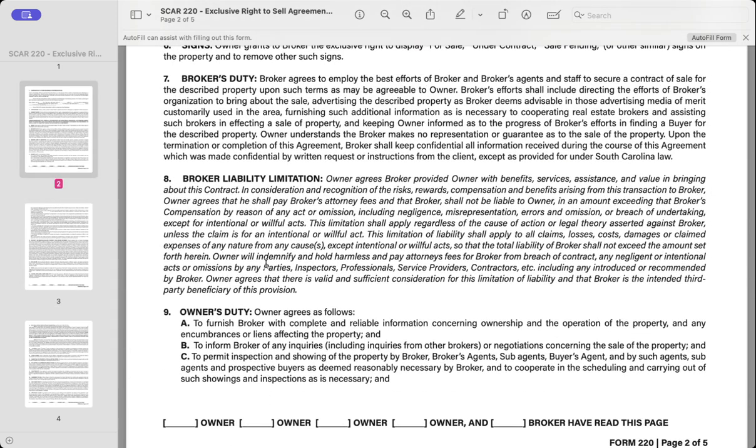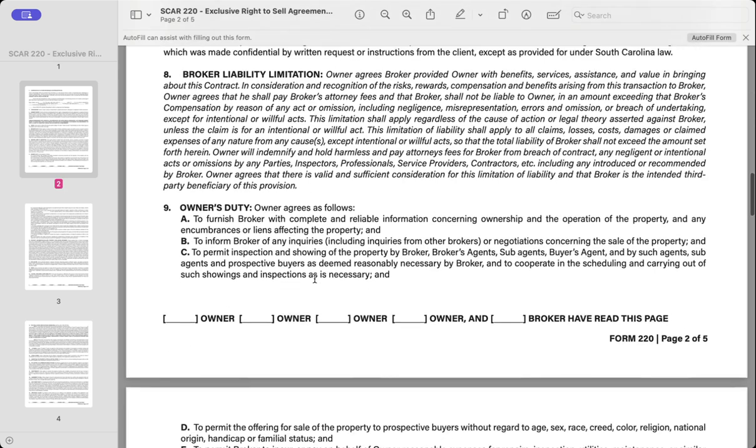This is Section 8, the broker liability limitation. It describes what limitations are in place regarding if a dispute should arise between owner and broker. And it also describes that the owner will hold harmless the broker from acts by different parties that the broker may have recommended, such as inspectors, other professionals, and service contractors.